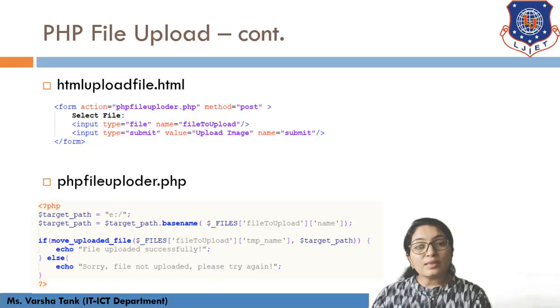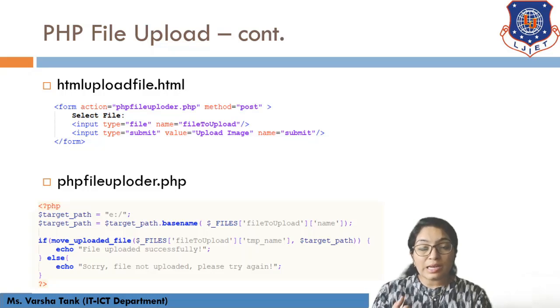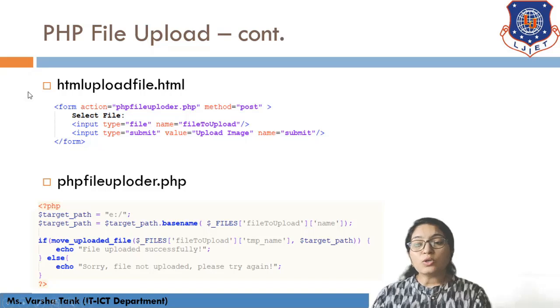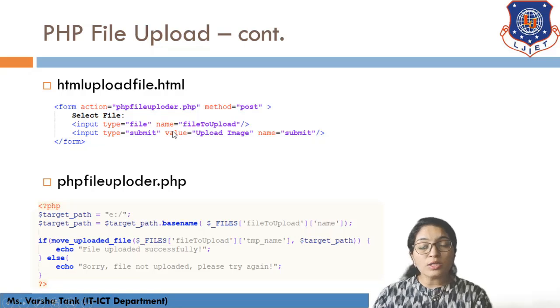Okay, so in that HTML file, you have to select one file name, and whenever you click on the submit button, the file will be uploaded on the server. Here what you have to do is define one form in which you define two controls. One is a file type control, which will allow you to open the dialog box, and from that dialog box you are able to open the file.